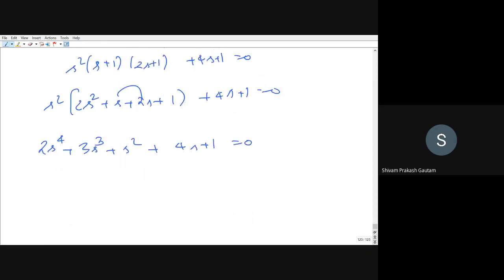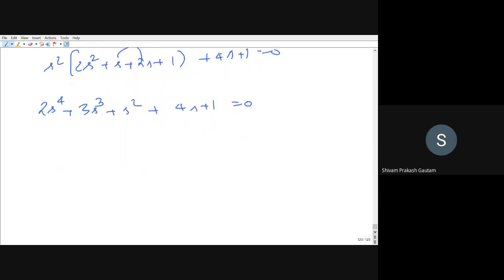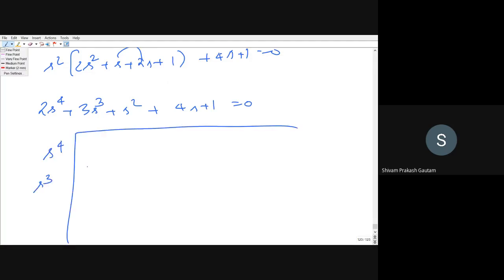Now we have to draw the Routh table. What is the maximum power of s you see here? s to the power 4, then s to the power 3. So we will build the Routh table. What is the coefficient of s to the power 4? 2. Next is 1. Next here is 1. I hope all of you know how to fill the Routh table. The coefficients of s to the power 3 are 3, and this is 4, and this is 0.